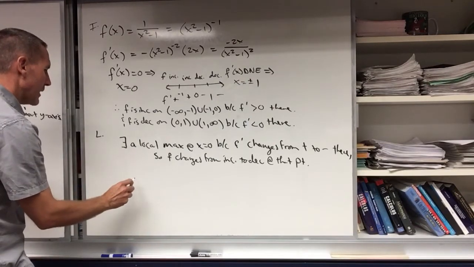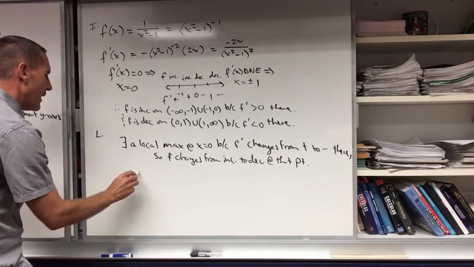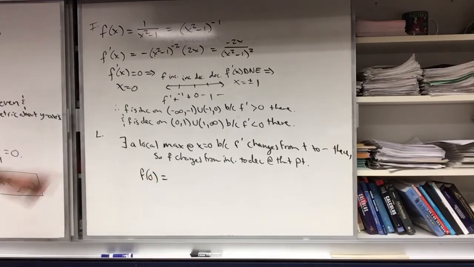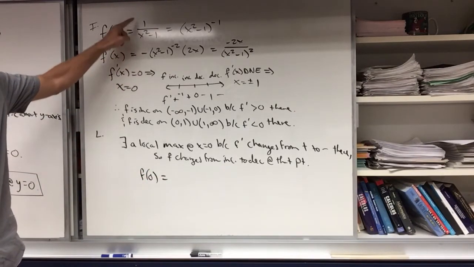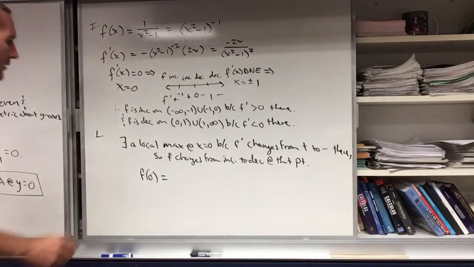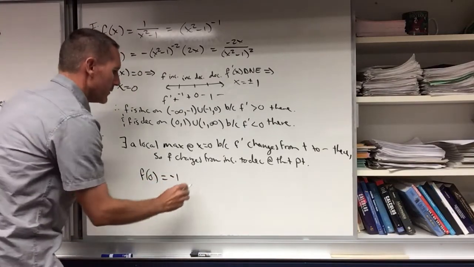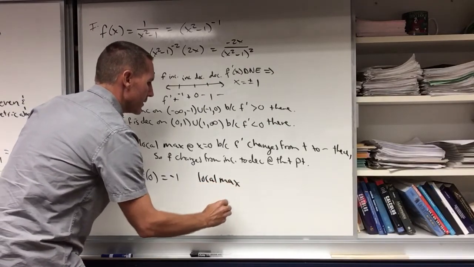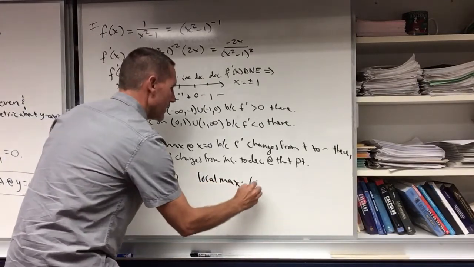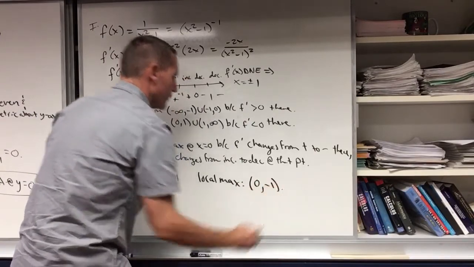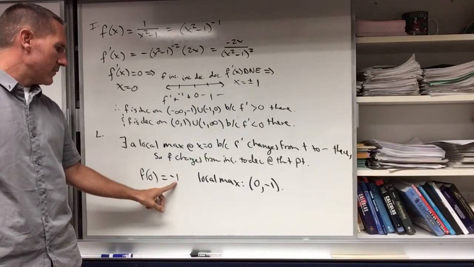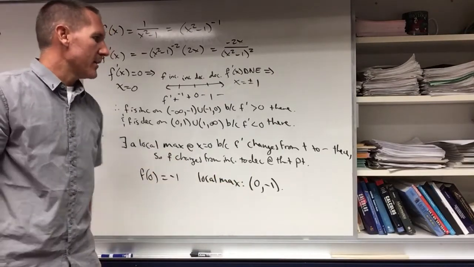So the value of that is going to be f of 0, which is, again, I have my original function up here. If I plug in 0 for x, I'm going to get negative 1. So the local max is going to be 0, comma, negative 1. That's where there exists a local max. The negative 1 is the value of that local max. The 0 is where that exists.